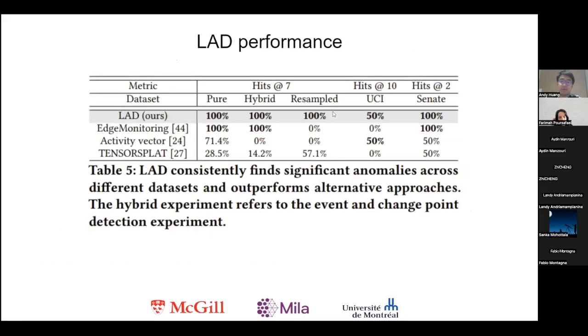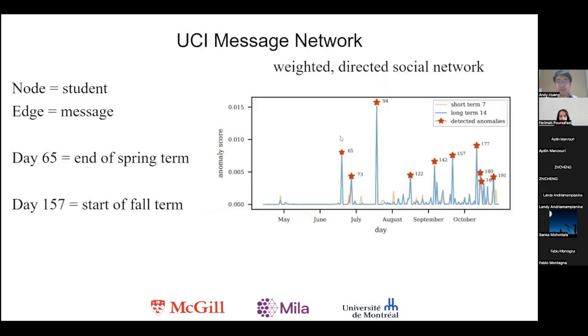And then in terms of performance, in the paper we show that LAD is able to beat the previous state-of-the-art methods, including edge monitoring, the activity vector, as well as tensor splat. And we show that on a bunch of synthetic settings. So I won't go into detail now because I will have more synthetic experiments in the next paper that are very similar. But for the LAD paper, I will focus on the real-world networks and what kind of anomalies we can detect.